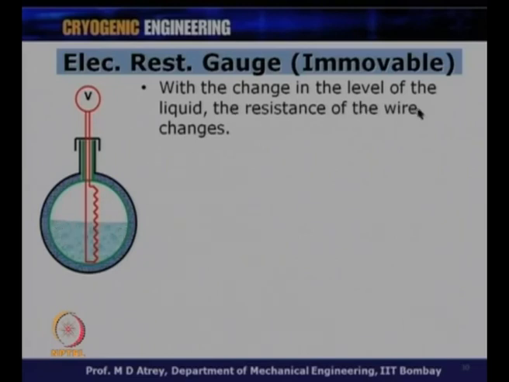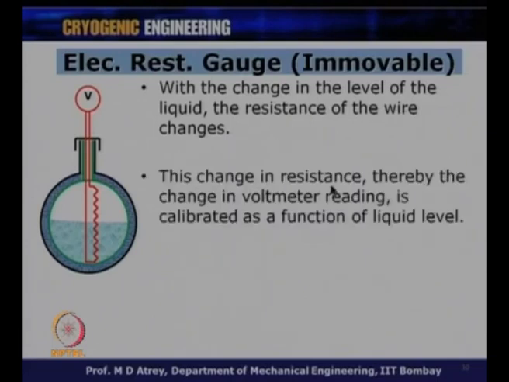So with the change in the level of the liquid, the resistance of the wire changes. This change in resistance, and thereby the change in voltmeter reading, is calibrated as a function of liquid level. So here I have an immovable unit, and as soon as the liquid level changes, the voltage will show that change. Now what is the difference?